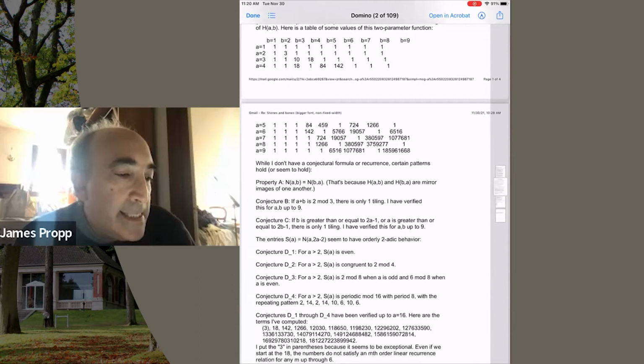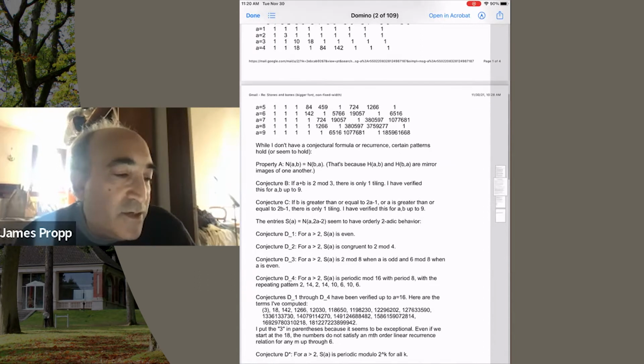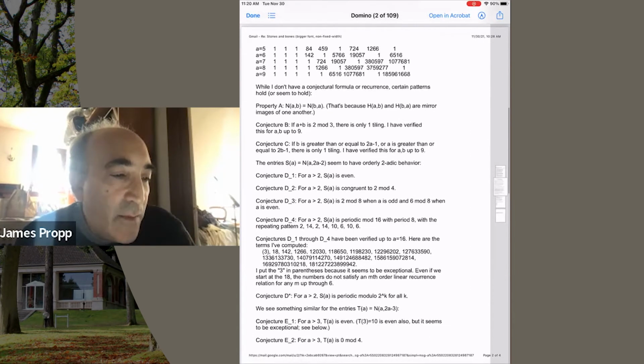I'll skip conjectures B and C because enumeration is not so interesting when there's only one tiling, although it's important to understand that. I want to intrigue you, so let me focus on more interesting enumerative results. So here is something that I think is really interesting, which is this kind of two-adic continuity.